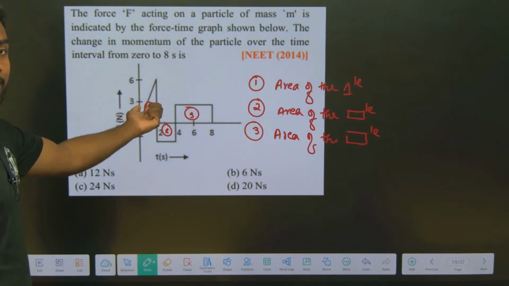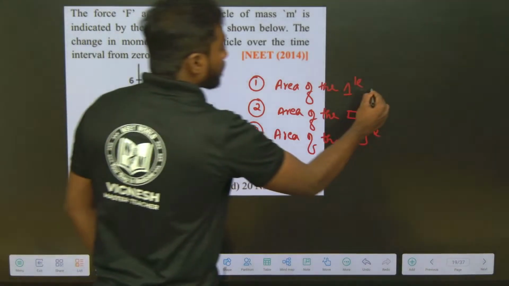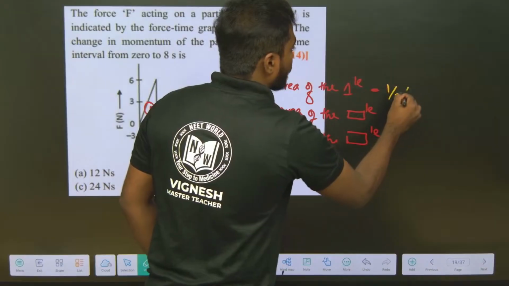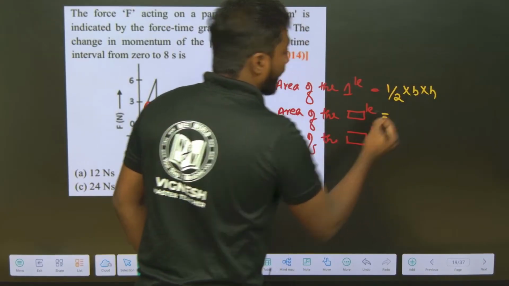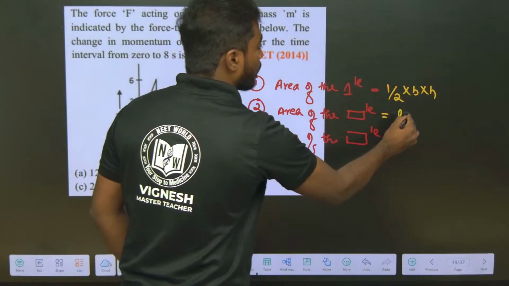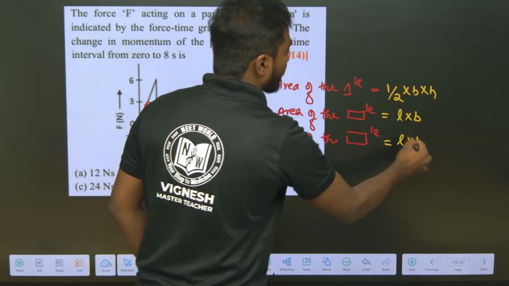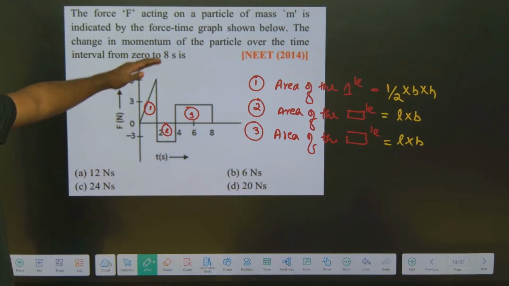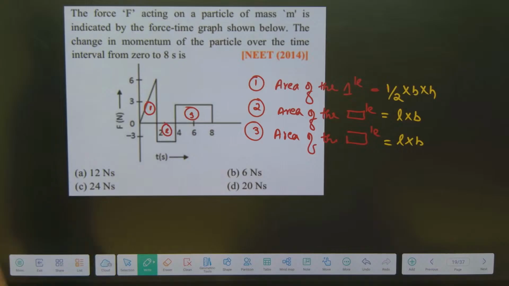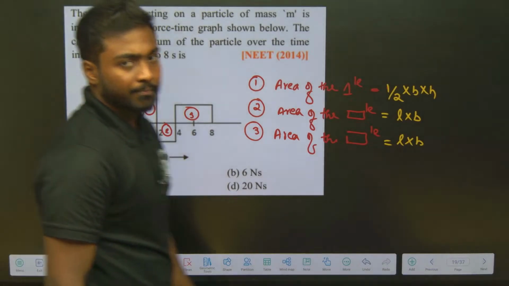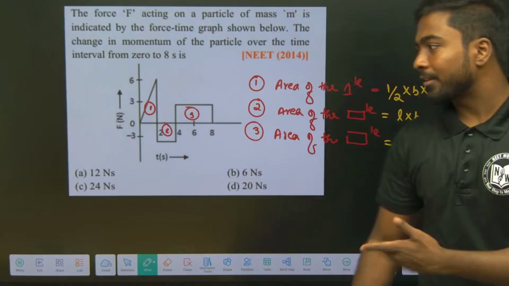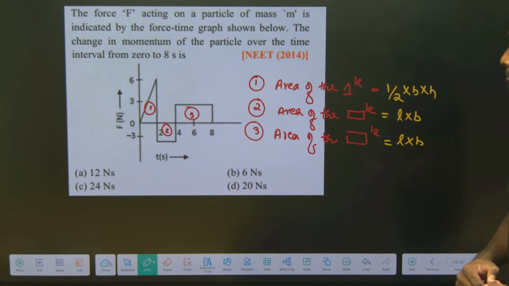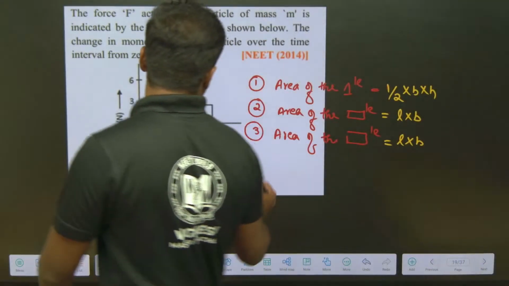What is the area of this? Half into base into height. So area of a rectangle, length into breadth, again here length into breadth. So if I find the area, it's simple, that's it, we got the answer. Like upper part plus down part, I should minus it. That's the impulse. Force time graph has been given, I can find the area of that. Is there any doubt in this question? So calculation you can do it now easily.